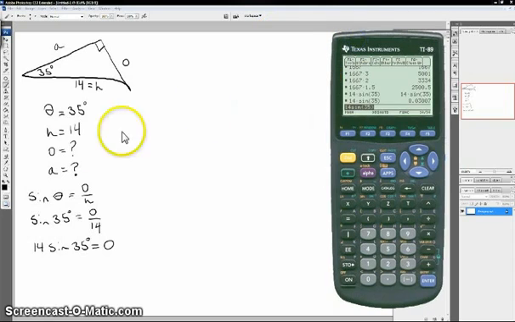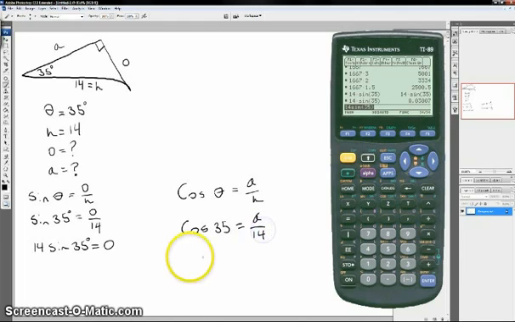I can also find the other side by doing the exact same thing, but I'll use cosine. So the cosine of theta is equal to the adjacent over the hypotenuse. So the cosine of 35 is equal to a over 14, or 14 cosine 35 is equal to the adjacent. I can type that into my calculator, and I'll get 11.47.